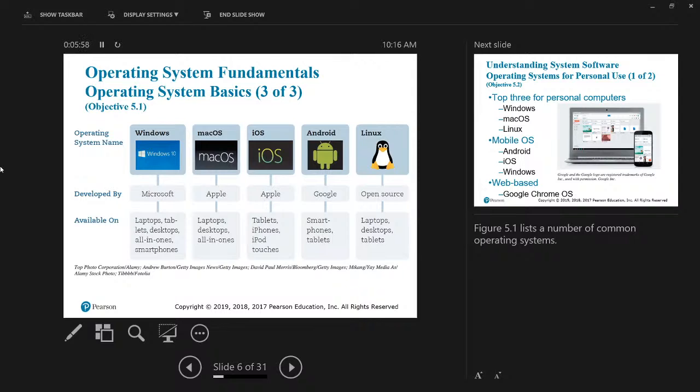So the operating system goes all the way back to probably about the 60s. And it's this idea that we want to make better use of our hardware by running multiple programs at the same time.